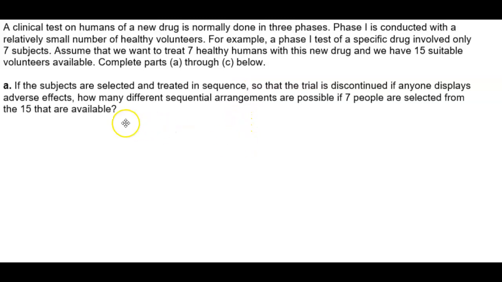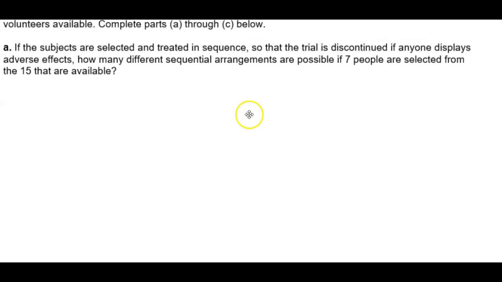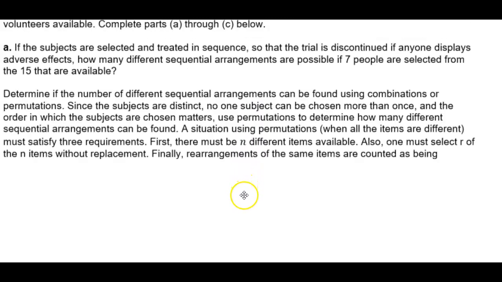Now for part A, it says, if the subjects are selected and treated in sequence, so that the trial is discontinued if anyone displays adverse effects, how many different sequential arrangements are possible if 7 people are selected from the 15 that are available? Now we want to determine if the number of different sequential arrangements can be found using combinations or permutations. Since the subjects are distinct, no one subject can be chosen more than once, and the order in which the subjects are chosen matters. Use permutations to determine how many different sequential arrangements can be found.